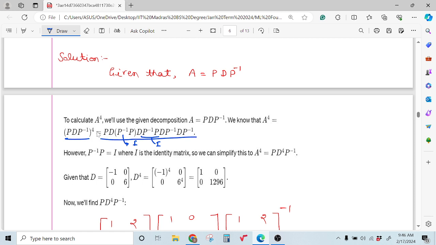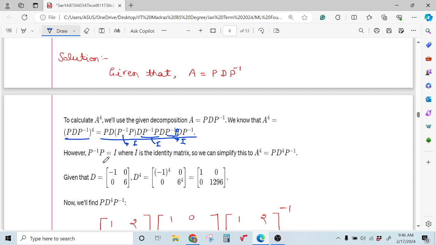P inverse P, and here we have mistakenly not written P. So this is also I. So we can simplify this. A to the power 4 is equal to P D power 4 P inverse.